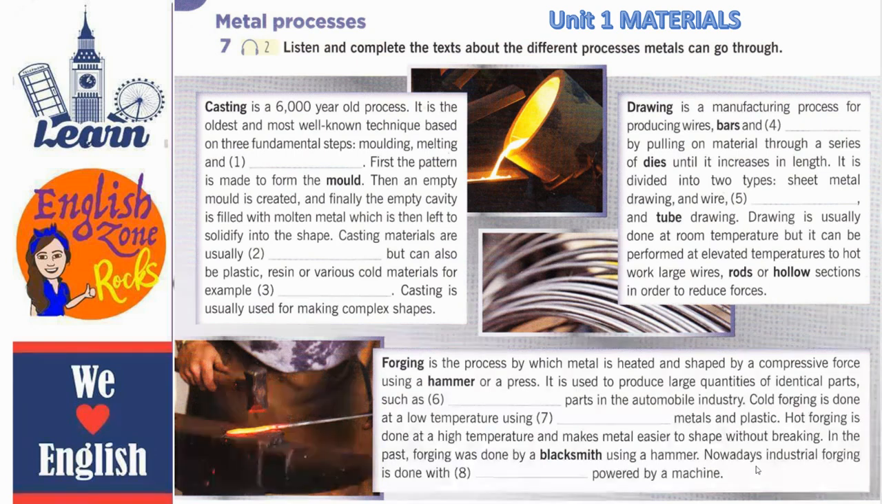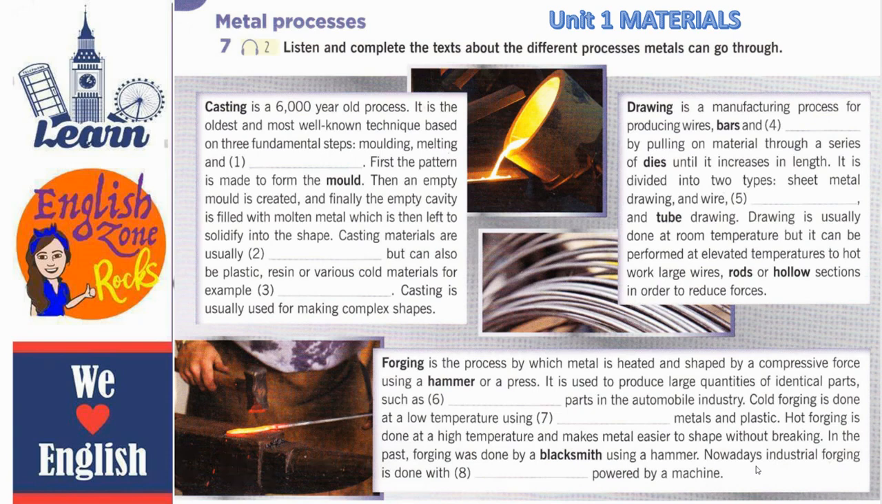Forging is the process by which metal is heated and shaped by a compressive force using a hammer or a press. It is used to produce large quantities of identical parts, such as machine parts in the automobile industry. Cold forging is done at a low temperature using soft metals and plastic. Hot forging is done at a high temperature and makes metal easier to shape without breaking.